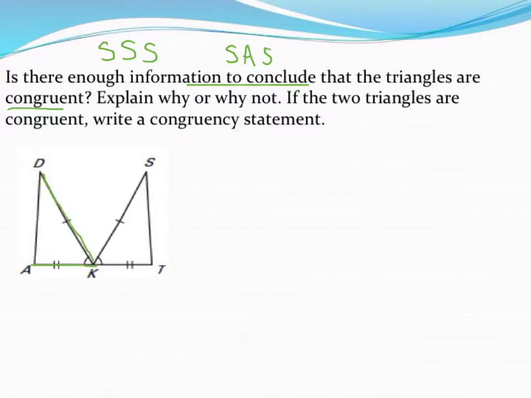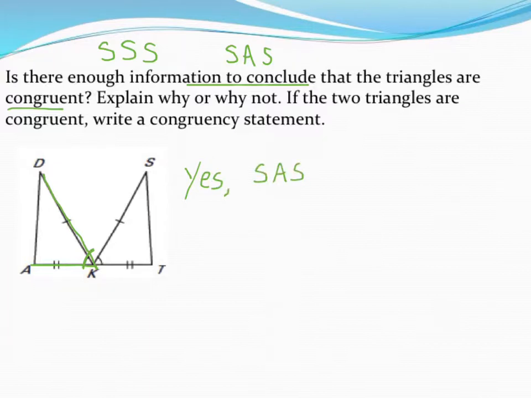So there's the SS part of side, angle, side. As we just talked about, we also need to make sure we have the angle included in between those two sides. And I can see that, yes, this situation we do have that. So yes, I can conclude that the triangles are congruent because of side, angle, side.